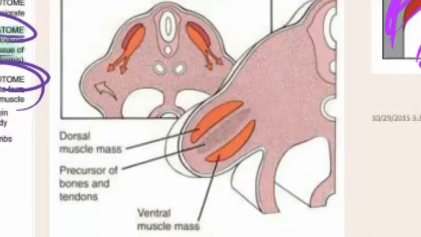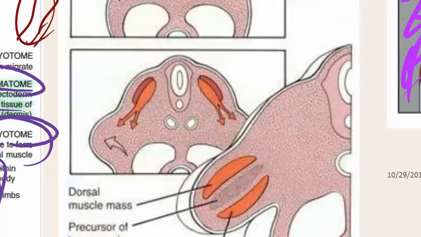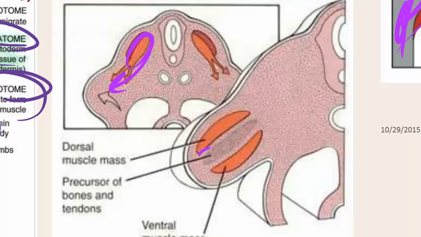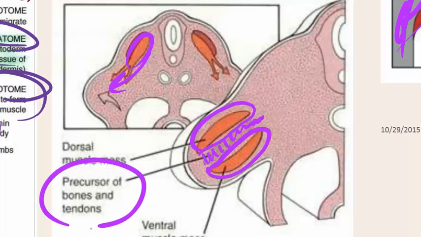So here. If this here is your myotome, when it migrates into that developing limb bud, what you're going to have here is a myotome on the top, myotome on the bottom, and then here is your lateral plate mesoderm, and then we said that it was going to condense, right? And then form what? Cartilage and then bone, the precursors of your bone and your tendons.